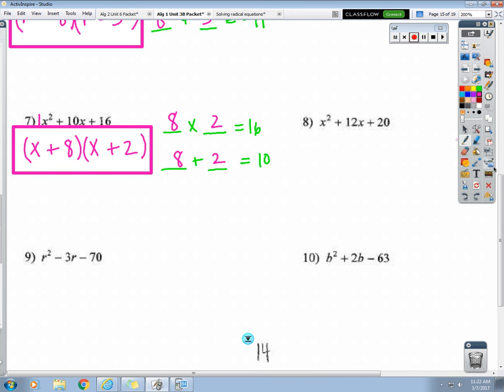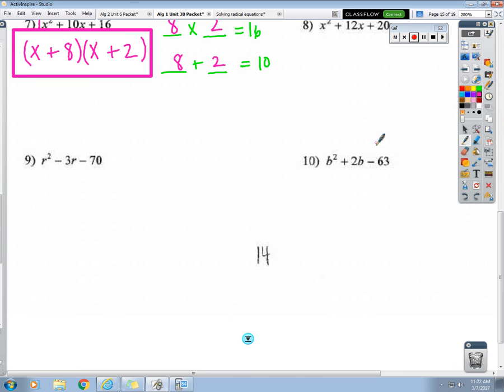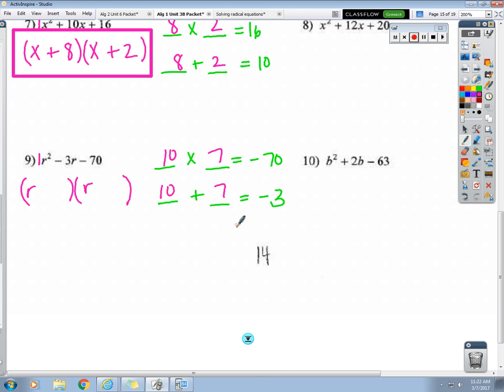Okay, number 9. Again, a trinomial with a leading coefficient of 1 means we can factor using the bubble method. We're finding the two binomials that when distributed would make that. So r times r, and then you're looking for two numbers that do what? Okay, we'll start with 10 and 7, but to make it a negative 3 when you add them, negative 10.